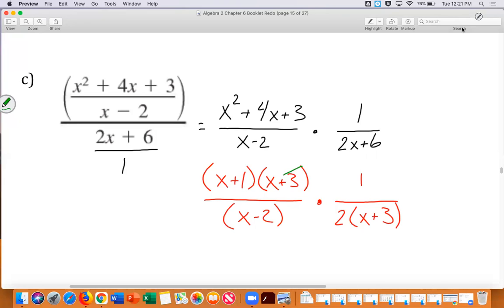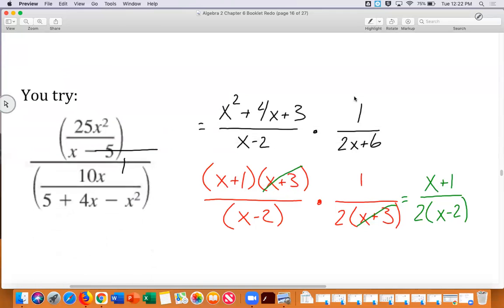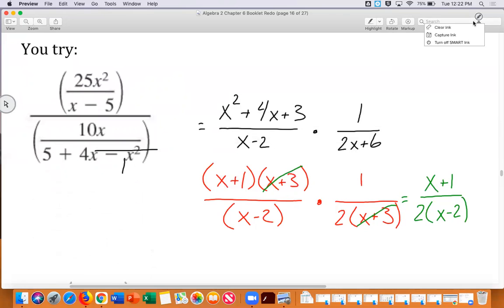Now we see there's x plus 3 on top and bottom. So I cancel them. So my answer would just be what? X plus 1 over 2 times x minus 2. All right. You can multiply it out or leave it. Okay. It's kind of like whatever floats your boat there. I like to leave it, you know, further along. All right. How about you guys try this one?